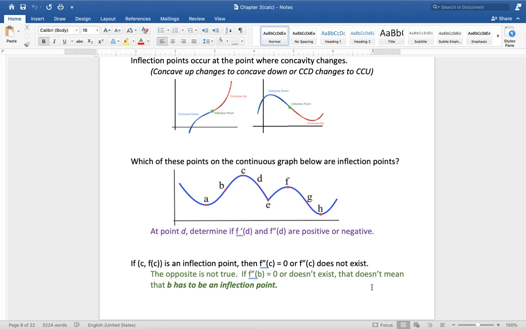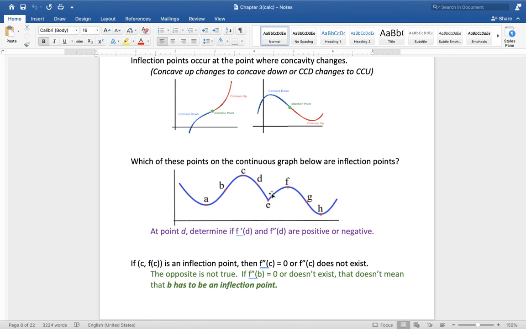I do want to point some things out on this graph right here in the middle from A to H. Some of these points are inflection points. Which ones? Well, it's really quite simple. Point B, the graph changes from concave up to concave down. So point B is an inflection point. Point G is also an inflection point. It goes from concave down, and then at G it changes and goes to concave up. So B and G are inflection points.